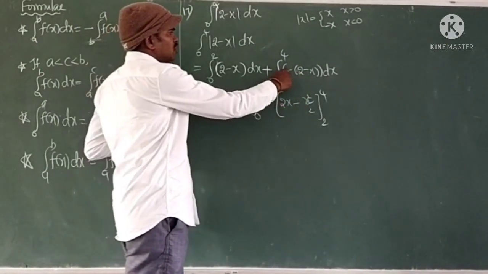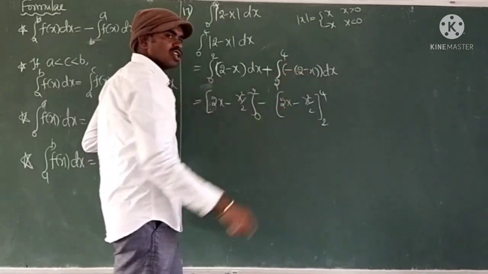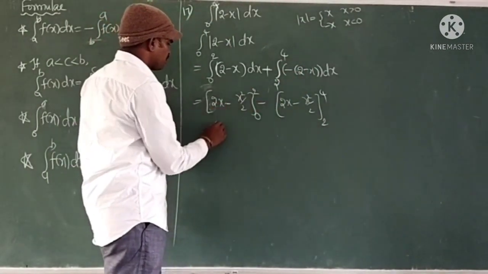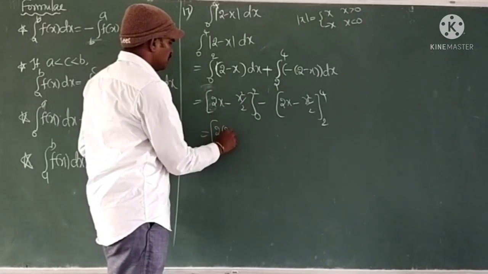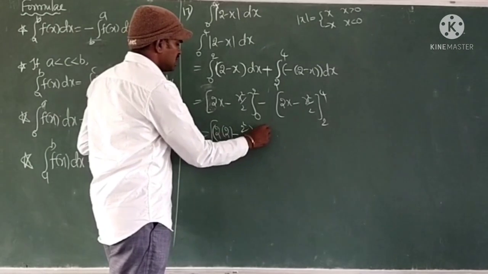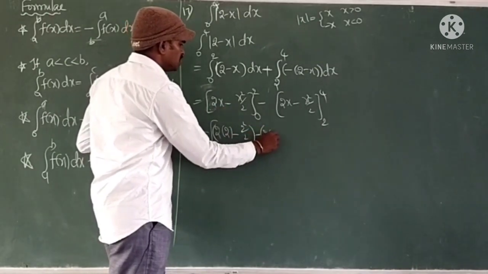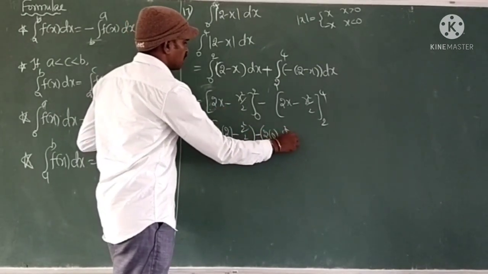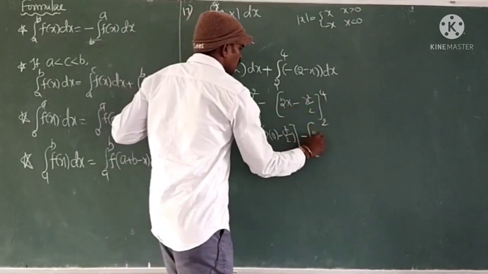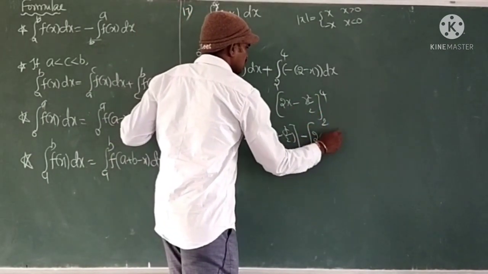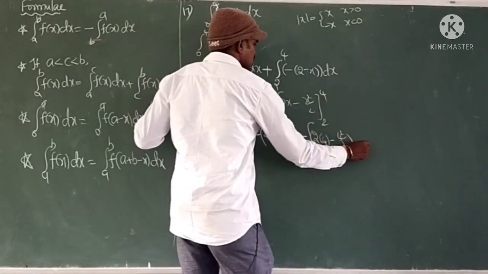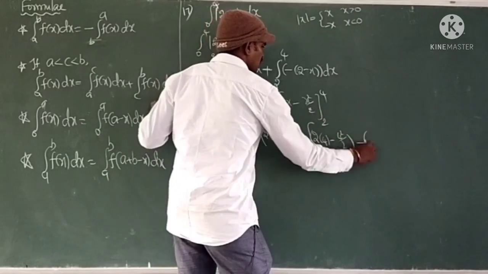Otherwise you can write minus 2 minus x minus 2, also you can write and do it, same answer you can get. So now substitute 2 into 2 minus 2 squared by 2, minus substitute 0, 2 into 0 minus 0 squared by 2, and next minus substitute 4, 2 into 4 minus 4 squared by 2, then substitute to the lower interval.